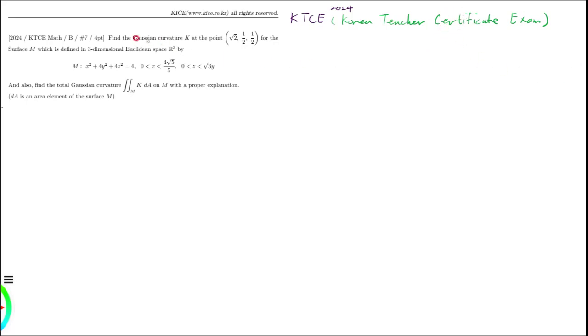For this video, I'm going to specify the math problem, Measure B problem, number 7. This is a differential geometry problem regarding Gaussian curvature. Let me first give you a brief introduction of the curvature on the surface.